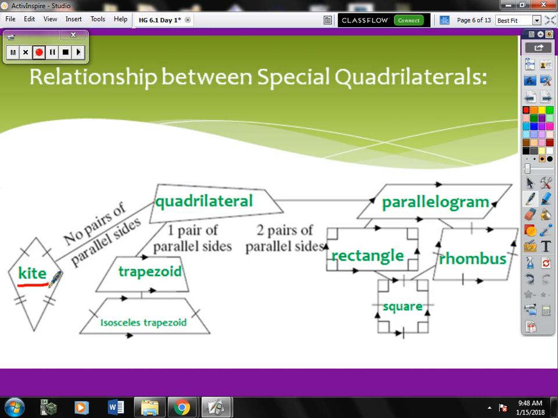Quadrilateral is like the generic type for any four-sided shapes. If you have one pair of parallel, that could be your trapezoid or your isosceles trapezoid. And if you have two pairs of parallel, then it's a parallelogram, which can be classified further as a rectangle, a rhombus, or a square.